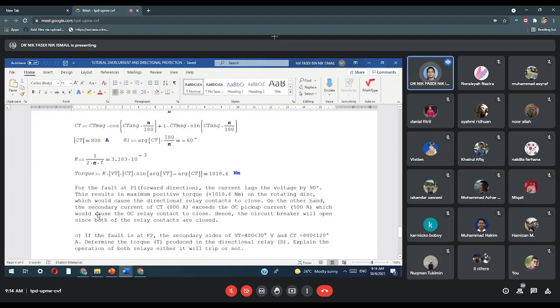On the other hand, the secondary current CT 800 ampere exceeds the overcurrent pickup current 500 ampere, which will cause the overcurrent relay contact to close. Hence, the circuit breaker will open since both of the relay contacts are closed.